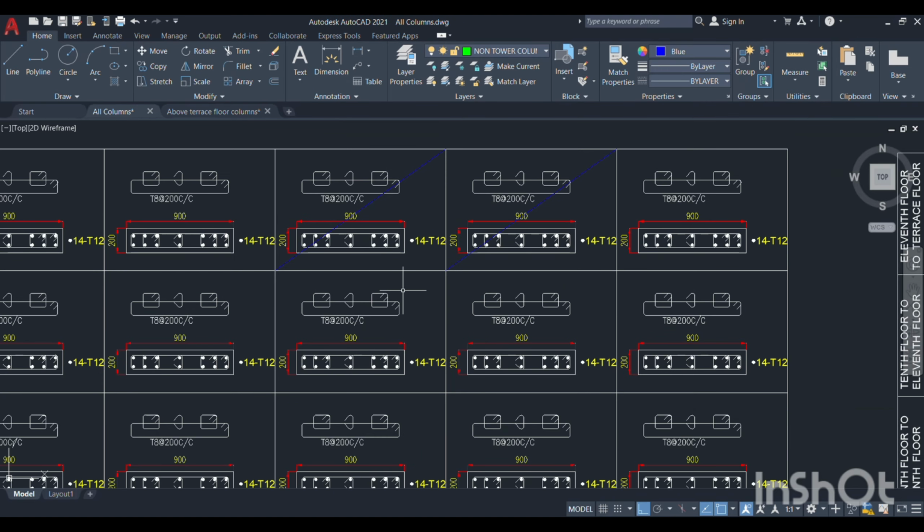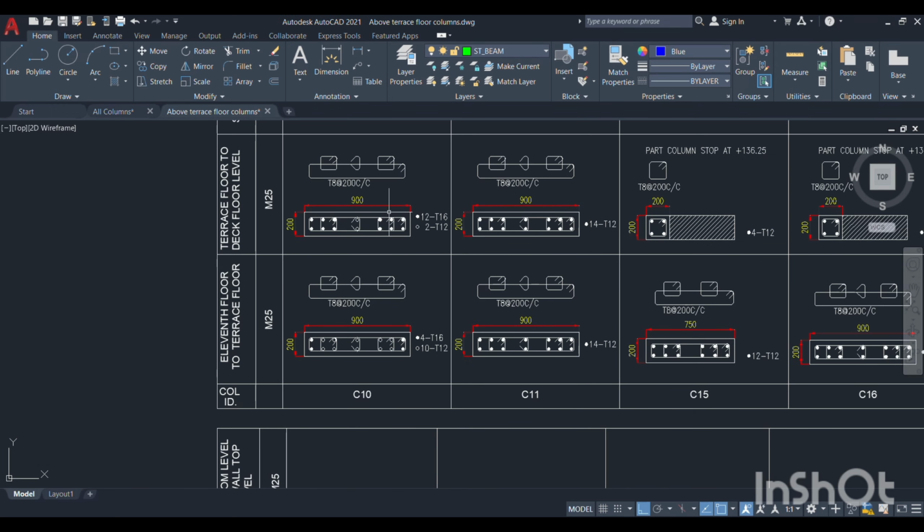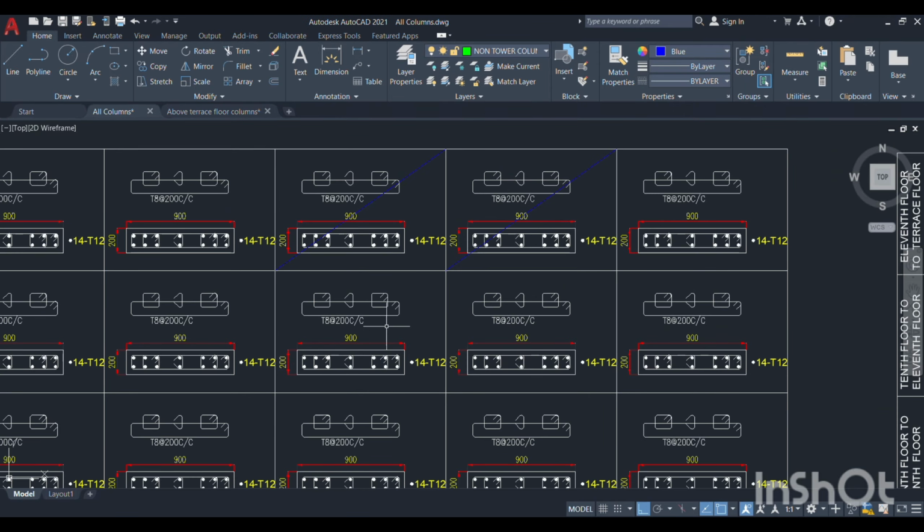Here you see what C10 is. C10 here has 14 number of 12 mm rods. Instead of this 14 number of 12, you have to provide 4 number of 16 and 10 number of 12. These 4 number of 16 mm rods have to be installed at this level.